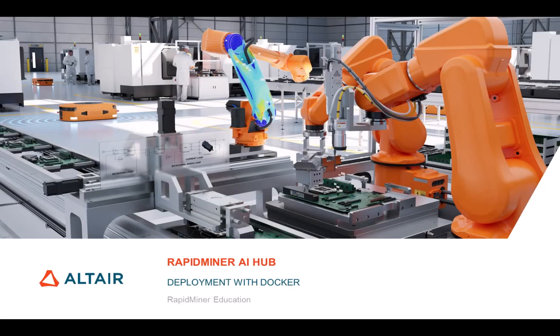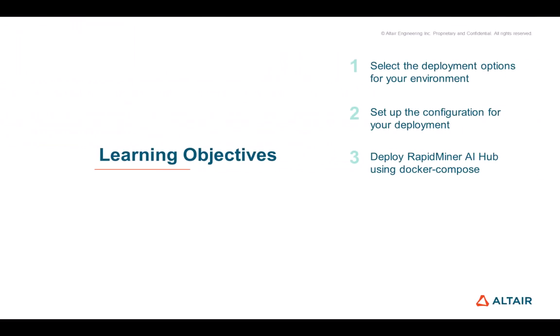In this video, I'm going to demonstrate the AI Hub deployment with Docker. First, you will hear about the different deployment options, which you can select according to your environment and preferences. Then, I will show you how to set up the deployment by editing configuration files. Then, I will deploy AI Hub on this machine using Docker Compose.